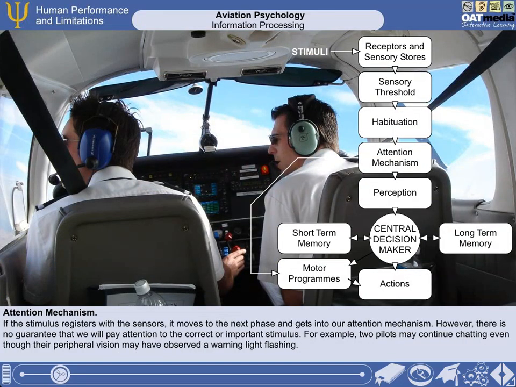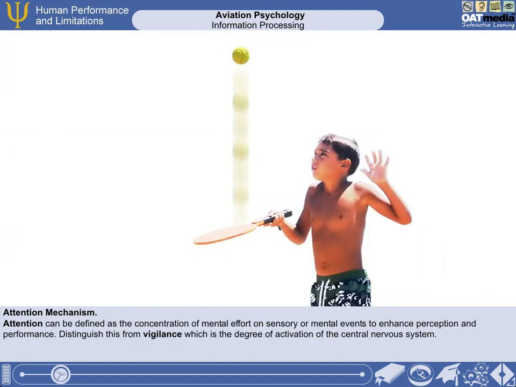If the stimulus registers with the senses, it moves to the next phase and gets into our attention mechanism. However, there is no guarantee that we will pay attention to the correct or important stimulus. For example, two pilots may continue chatting, even though their peripheral vision may have observed a warning light flashing. Attention can be defined as the concentration of mental effort on sensory or mental events to enhance perception and performance. Distinguish this from vigilance, which is the degree of activation of the central nervous system.